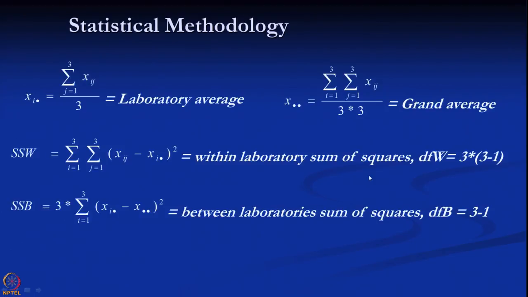Then we have the between laboratories sum of squares, SSB, which is 3 times the difference between the laboratory average and the grand average. The laboratory average represents the laboratory and the grand average represents the whole, putting all the 3 laboratories together. So this is called the between laboratory sum of squares. SSB has degrees of freedom 3 minus 1.